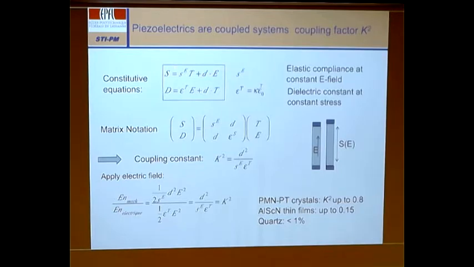And the compliance is defined at constant E, because when E is 0, it's for a zero E field. So this must be compatible with the choice of your variables. In the T, E variable system, both are intensive variables. The stress is intensive, it's a local property, and the electric field is intensive. It doesn't give you a size effect.